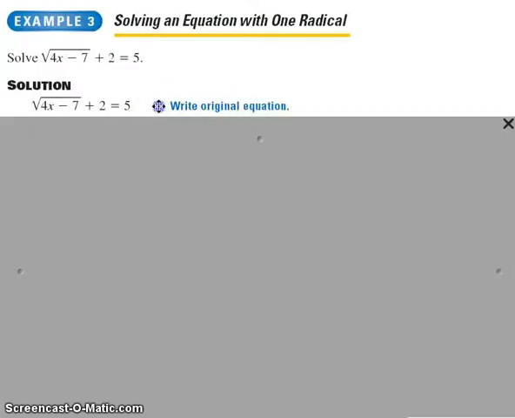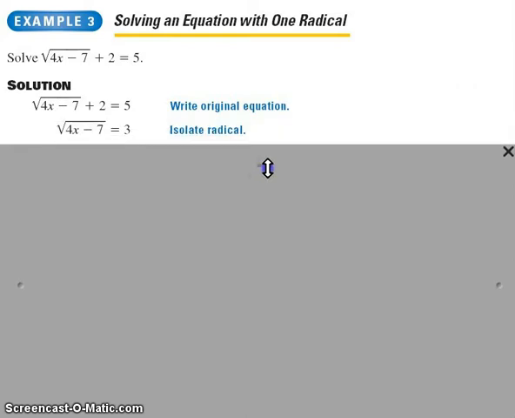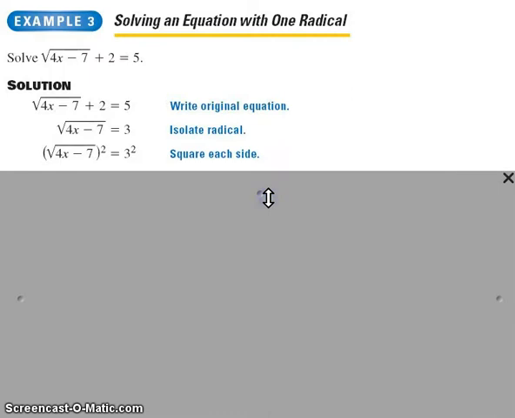Next example straight out of the textbook is example 3. Very similar, but this time it's a radical sign instead of a rational exponent. Like I said before, the first thing to do is to move that 2 over. Now I've got a radical sign, or in other words, a square root sign. To undo a square root, you square. So you've got to square both sides.